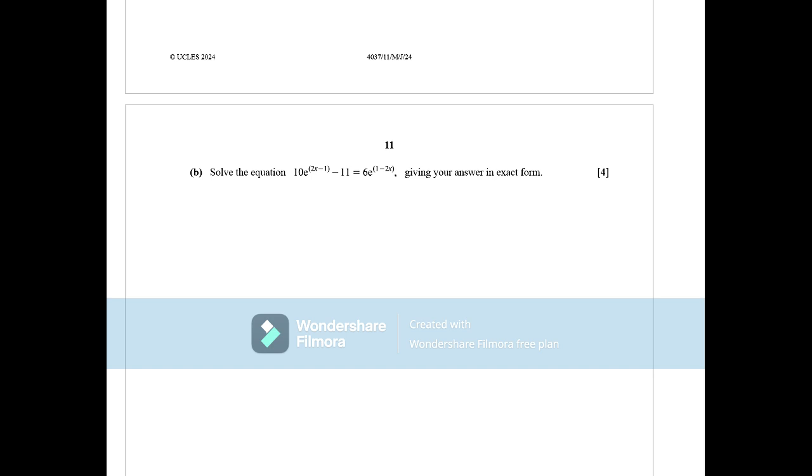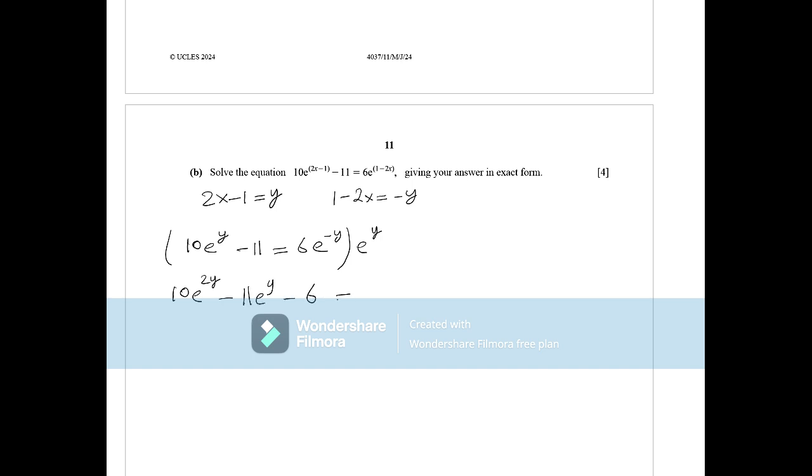So let's just say your 2x minus 1 is y for simplicity. Then your 1 minus 2x would be minus y, changing the signs of each term. The equation simplifies to 10 e to the y minus 11 is equal to 6 e to the minus y. We can multiply both sides by e to the y, then we'll end up with e to the 2y minus 11 e to the y minus 6 is equal to 0.